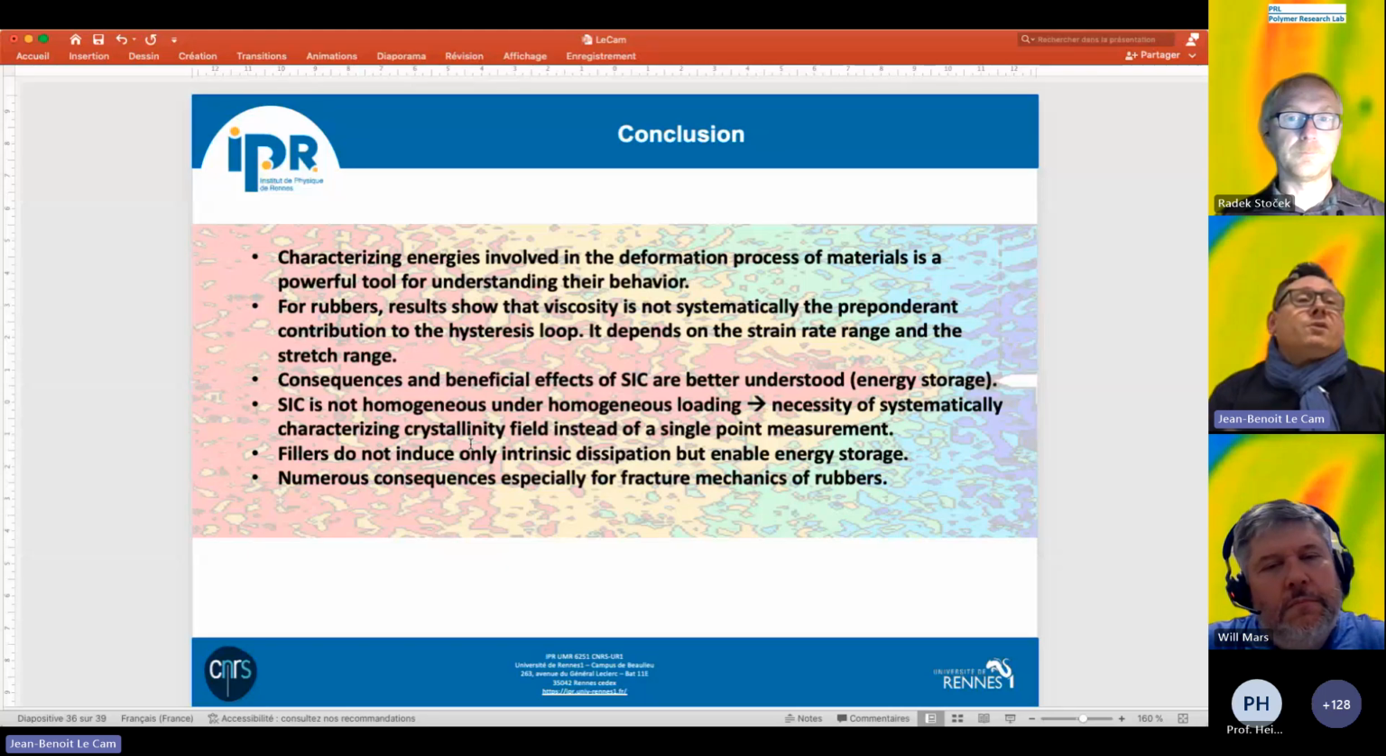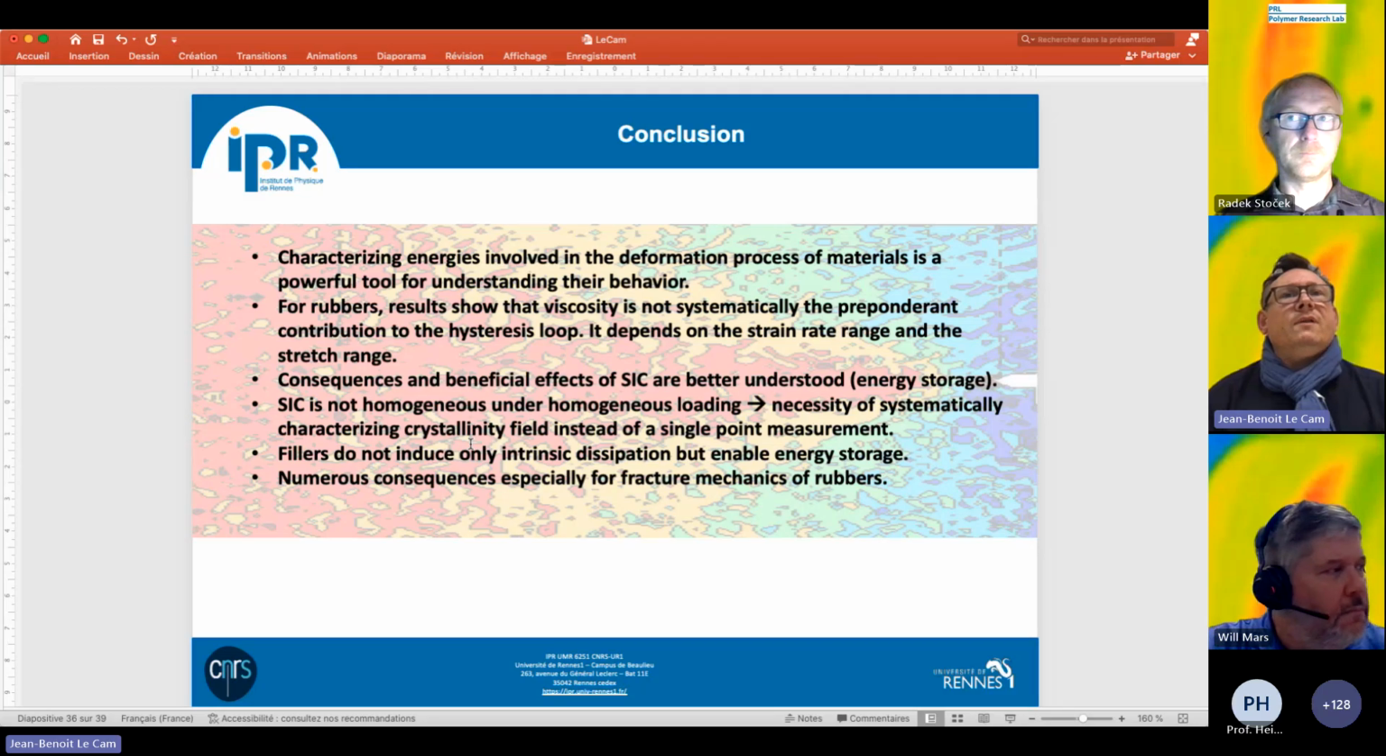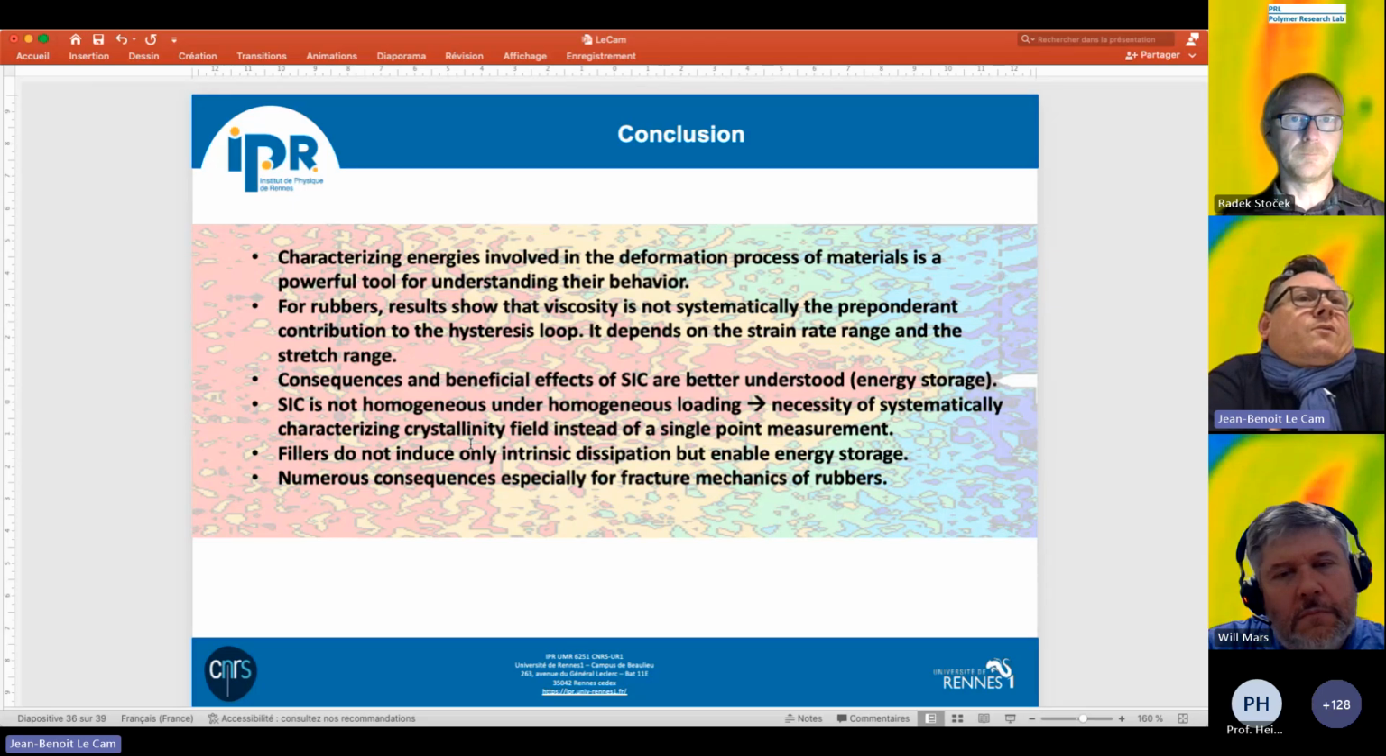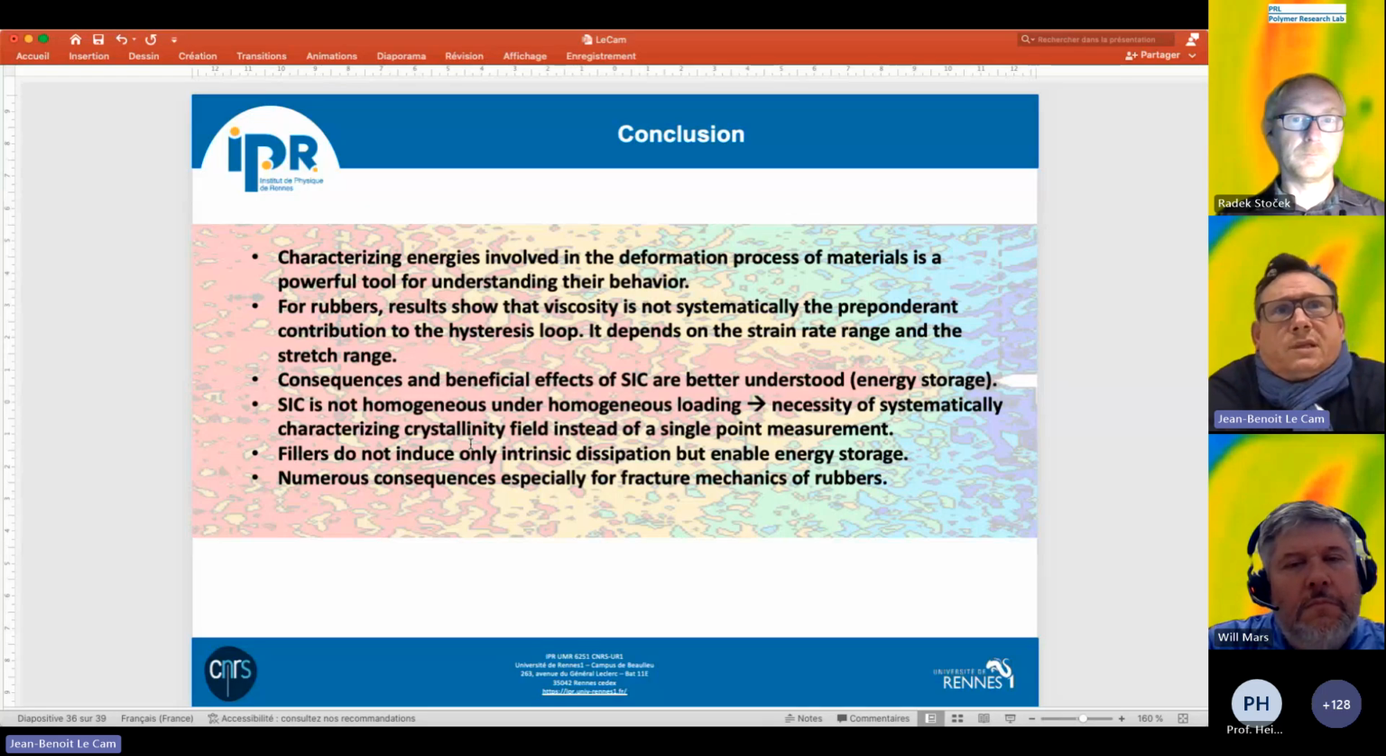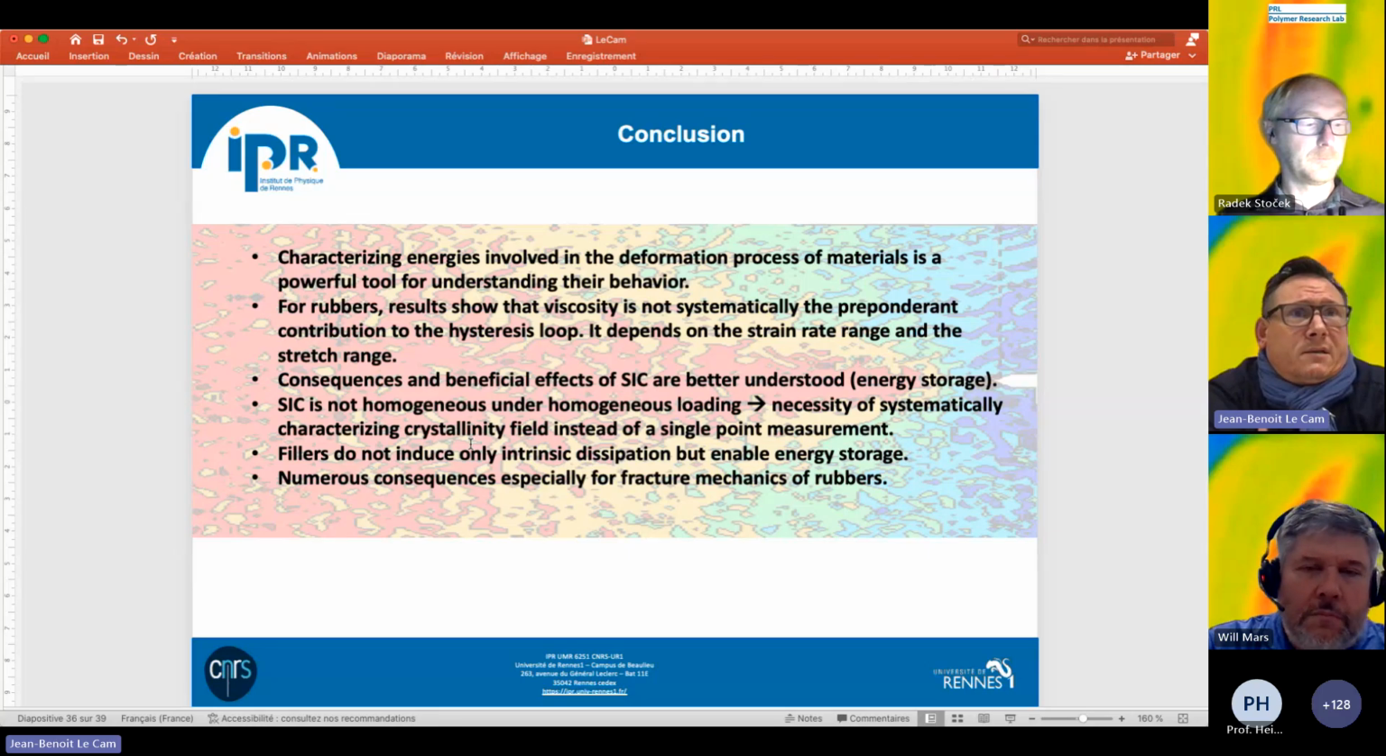First of all, characterizing the energy involved in the deformation processes is a powerful tool for understanding the behavior of materials, and especially of rubber. Results show that viscosity is not systematically the preponderant contribution to the hysteresis loop. You can keep in mind the results on NBR. And it depends, in fact, on the strain rate range and the stretch range.